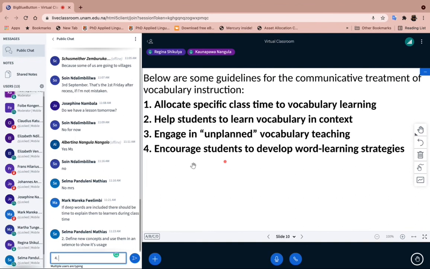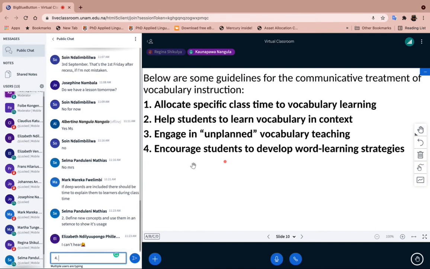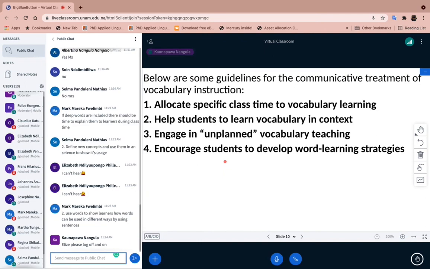Yes. What do you have? Define new concepts and use them in sentences to show their usage. Thank you very much, Selma. I can't hear. Oh, I'm sorry. Elizabeth, please. All right, number 2, Mark, we have got to use words to show learners how words can be used in different ways by using sentences. Okay, thank you very much. Anything else? Okay, we covered number 2.